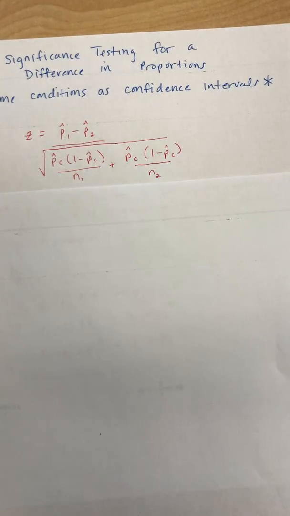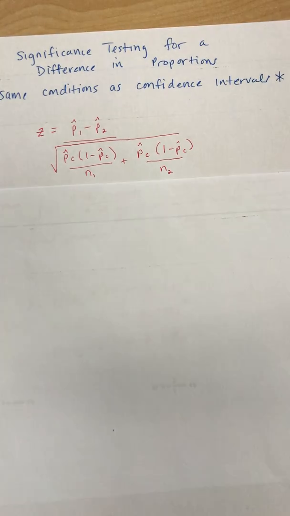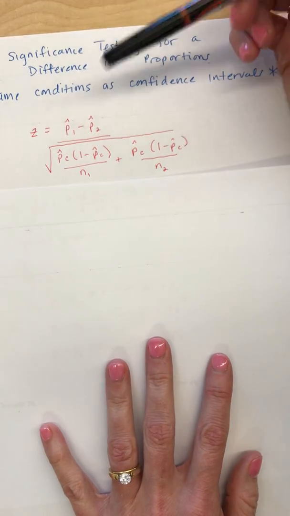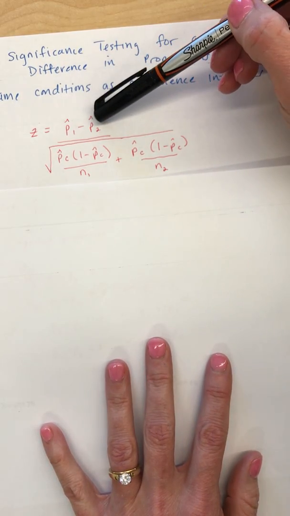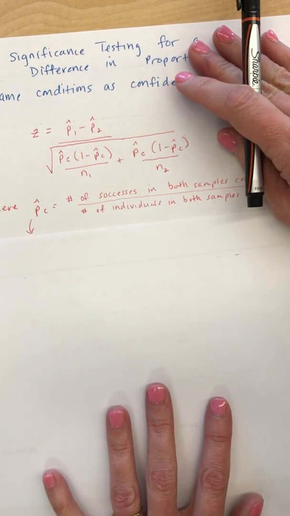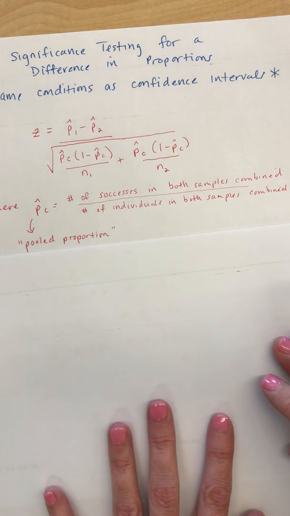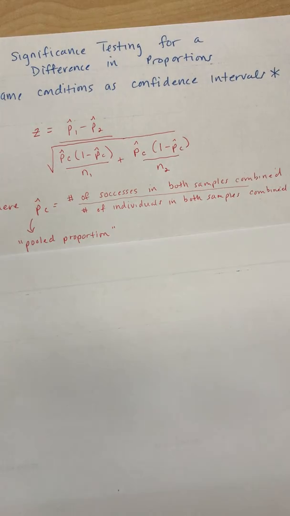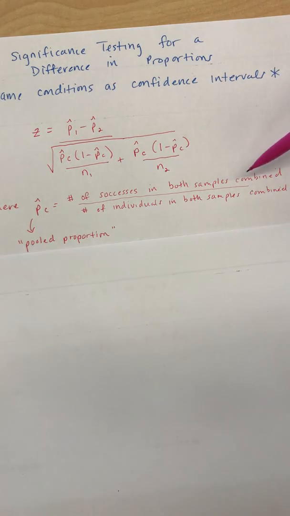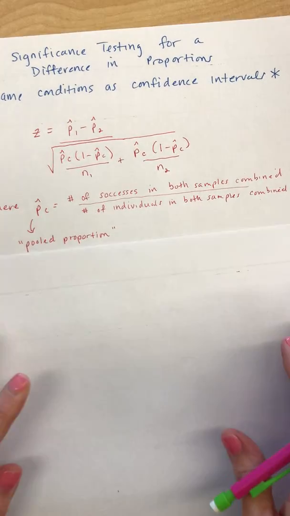So here is the formula to calculate your z value when you're looking at a difference in proportions. So we're going to have p hat 1 minus p hat 2. Now what you see down here is this little p hat sub c. Let's talk about that. This is what is called a pooled proportion. And so here's how you calculate it. You take the total number of successes in both of the samples combined, and you divide that by the total number of individuals in both samples combined. All right, so this is how we calculate a pooled proportion.